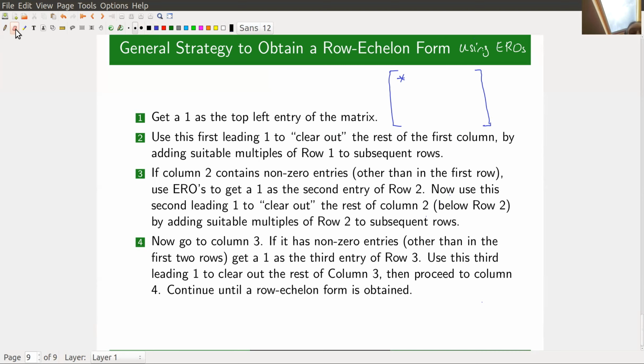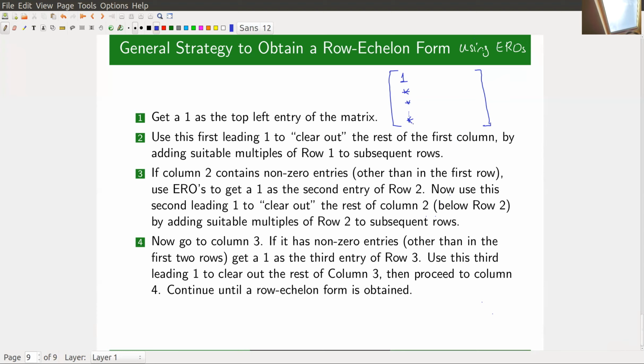Possible ways of doing that, if it isn't already there: if there's some non-zero entry already in that position, you can divide row 1 by that value to get a 1 there. That might introduce fractions, so you might not want to do it. Maybe you can swap row 1 with another row to get a 1 in that top left entry, or maybe you can add a multiple of another row to row 1 in order to get a 1 in that top left entry. Okay, so the picture after step 1 is that you have a 1 here, and you have some stuff underneath it. Under that you have some stars.